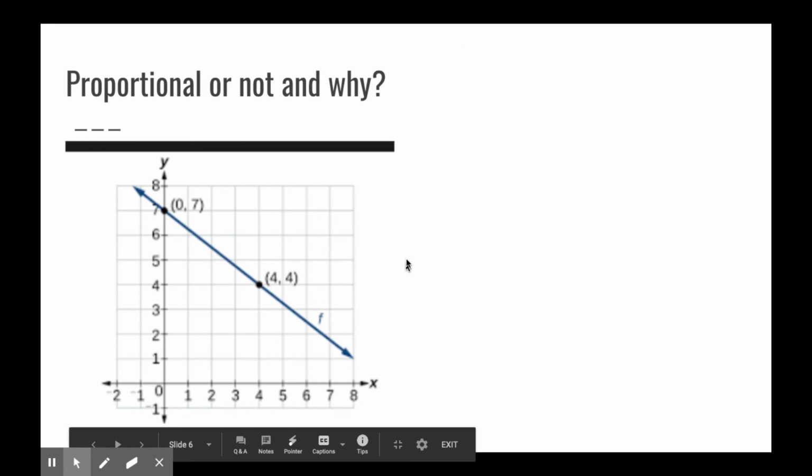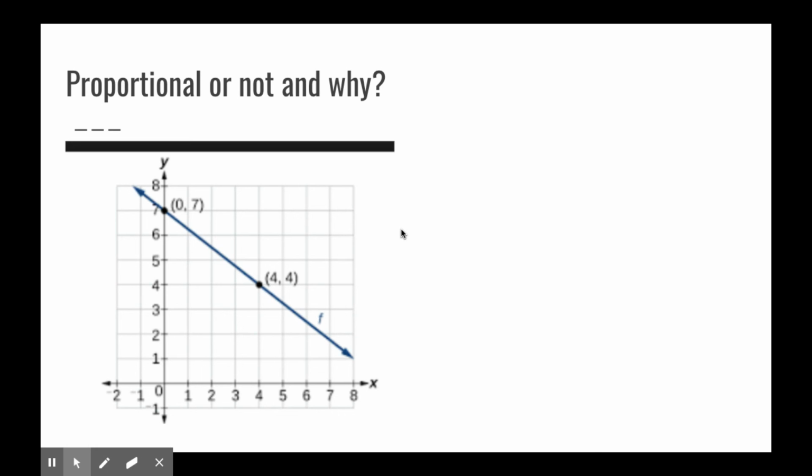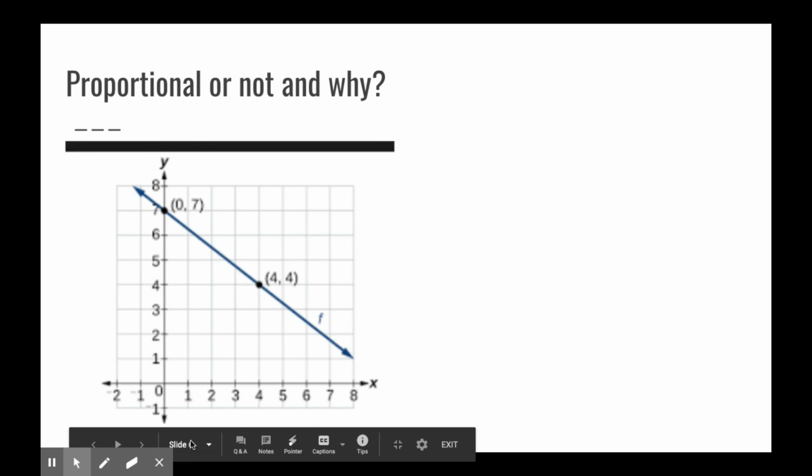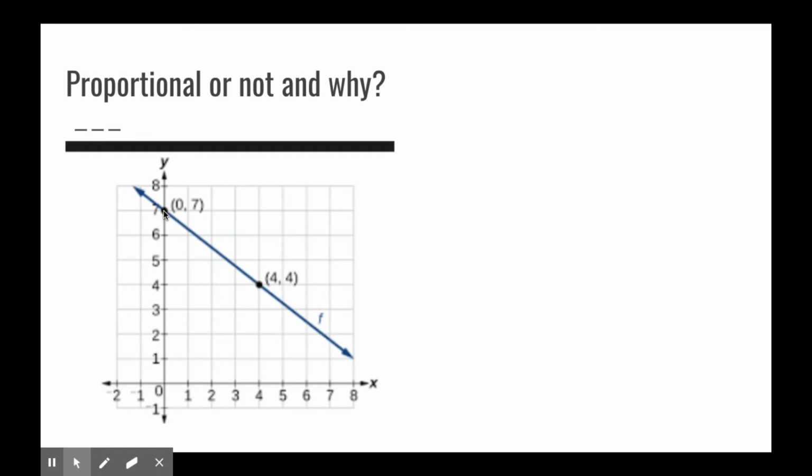Okay, just a review question on graphs. Is this proportional or not? Well, this is not proportional, and the reason it's not is because a proportional graph has to start at 0, and this one starts at 7.